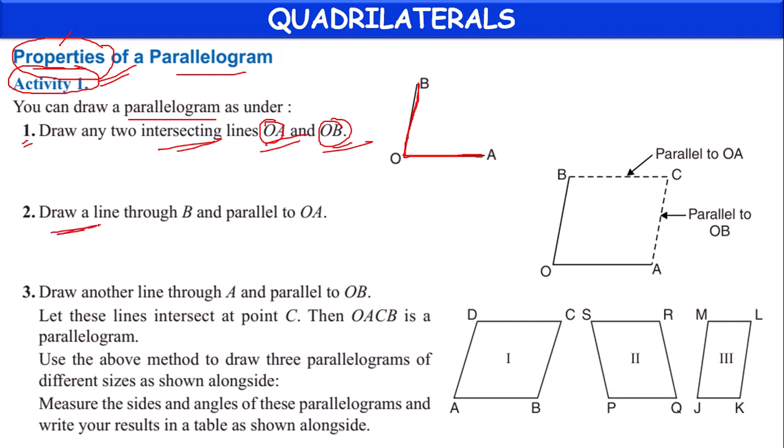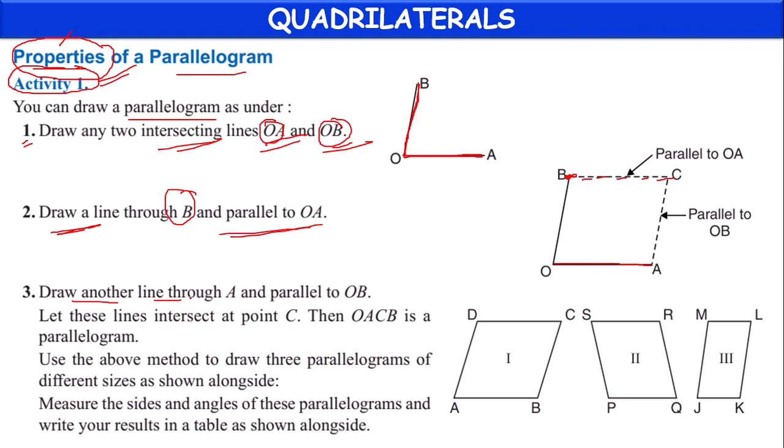Next, draw a line through B. Through B means from here. Draw a line through B and parallel to OA. Through B, parallel to OA, we have to draw a line. That is the second step.